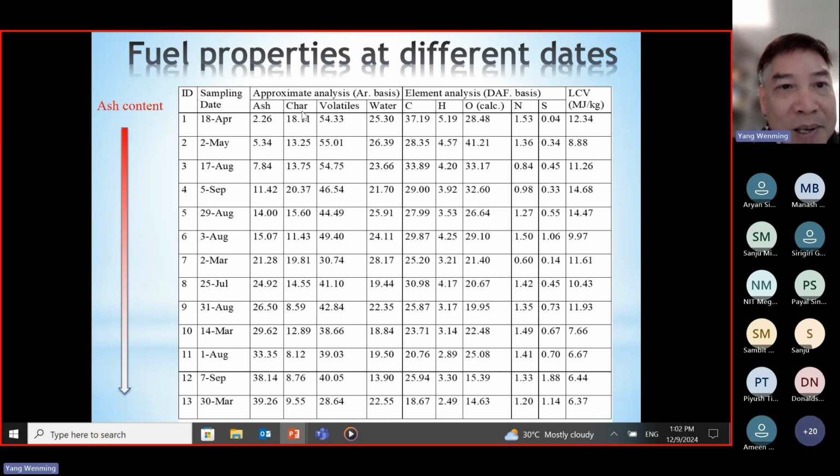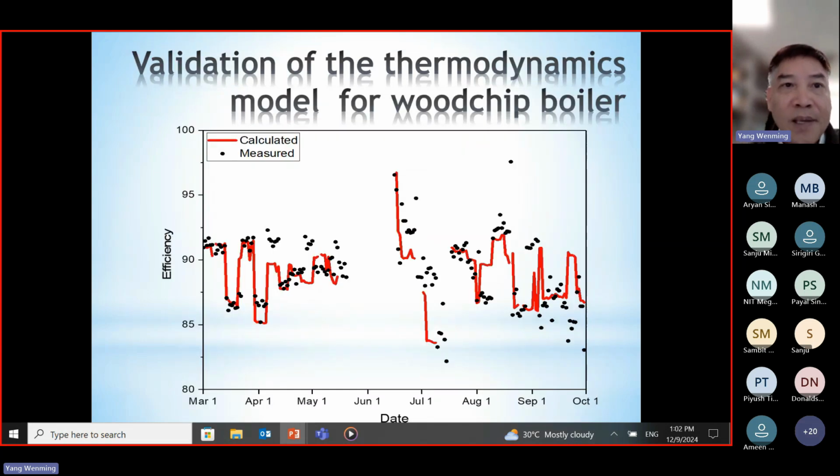Okay, so we rank the different fuels from lowest ash content to the highest ash content. Then we do the test and simulation. Here is the foundation of the thermodynamics model for the wood chip boiler system.